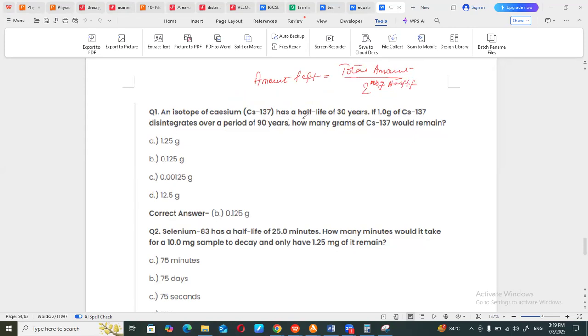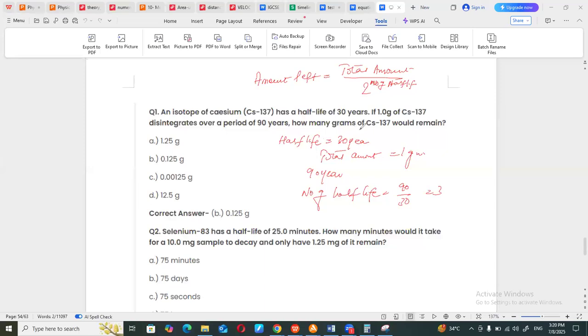An isotope of cesium has a half-life of 30 years. So half-life is given. If 1 gram of cesium disintegrates, so total amount is given, over a period of 90 years. So 90 years. How will you find the number of half-lives? Very simple. Number of half-lives is 90 over 30. It means there are 3 half-lives. So n value is given.